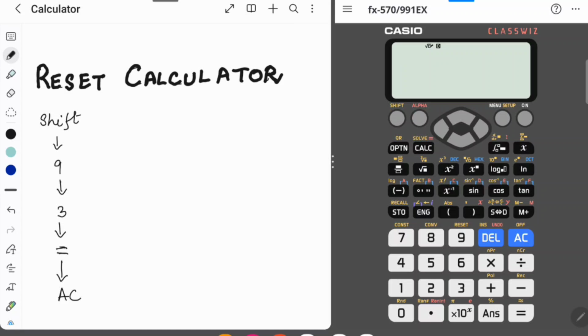I'm repeating the same thing again. For example, your calculator is not normal, you have fixed something, or it's giving answers in decimal places, as rounded-off numbers, and you want to reset your calculator. So how do you do it? Press Shift and then 9, then press 3, which is Initialize All, and then equals, and then AC. I hope you understood how to reset the calculator.